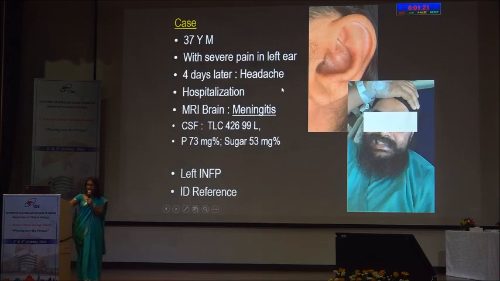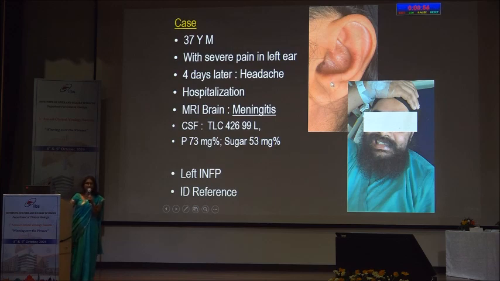And this is one of the interesting cases as well. This is a 37-year-old gentleman who had severe pain in the left ear. Then he started having headache and had to be hospitalized. Then on the MRI, there was meningitis, and as we can see here, there is a lymphocytic predominance with aseptic meningitis. He subsequently developed left lower motor neuron facial palsy, and an ID reference was given.